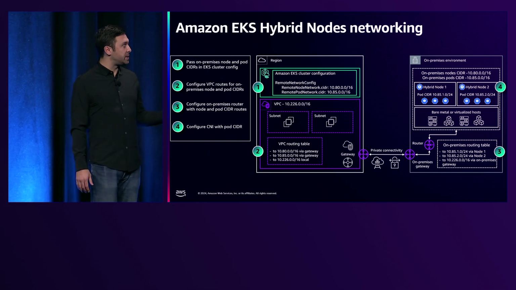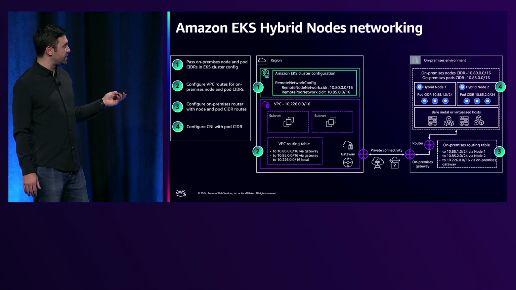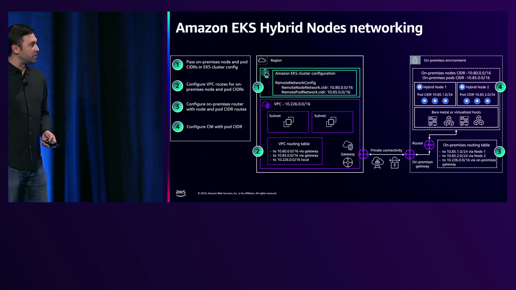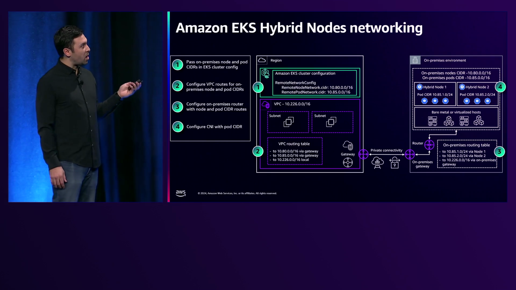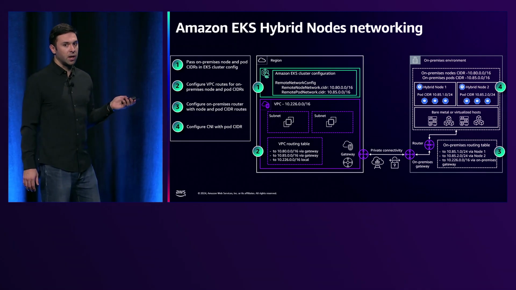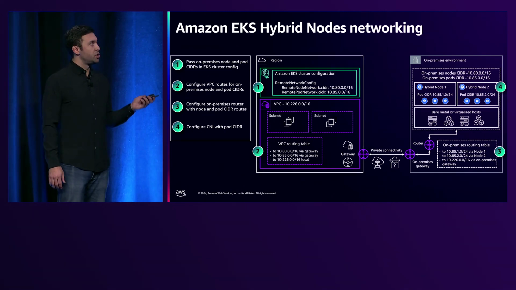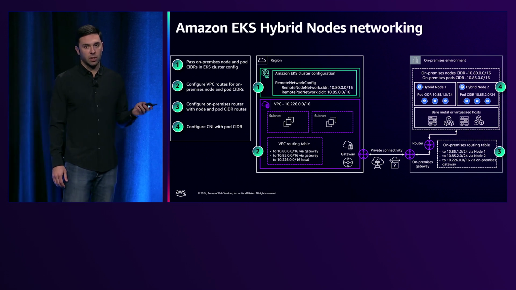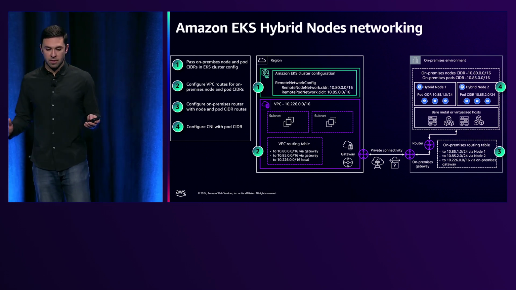And then the last piece that matters here is the CNI, and this is a bit nuanced, so I'm just going to touch on it briefly here. The pod CIDR that you configure in your CNI, if you're using an overlay network, should correspond to the remote pod network that you configured on your cluster. It should be the same thing.